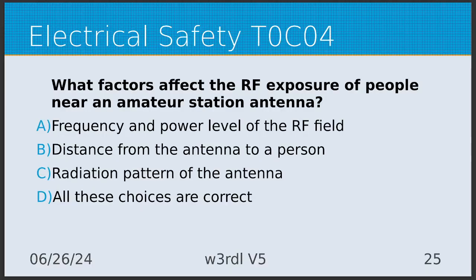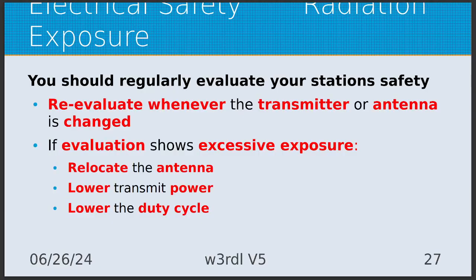What factors affect the RF exposure of people near an amateur station antenna? Delta. So that would be frequency and power level of the RF field, distance from the antenna to the person, and radiation pattern of the antenna. Delta sounds like a good answer.